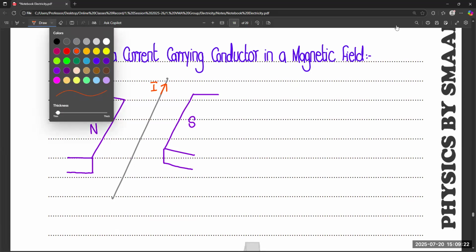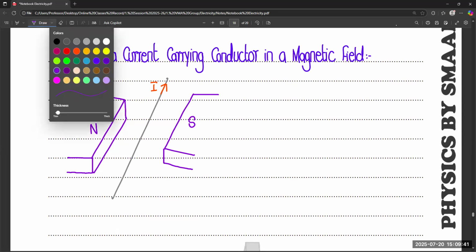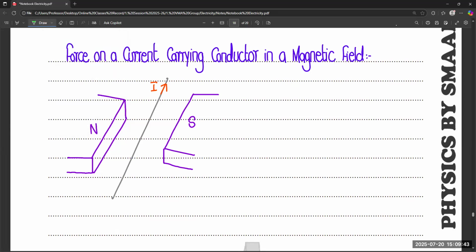So the direction of the magnetic field is always from north to south pole, because we already discussed that the magnetic field always flows from north to south pole, and the direction of the electric current through the wire is given, that is into the paper. These are the magnetic field lines from north to south. So this is the scenario.